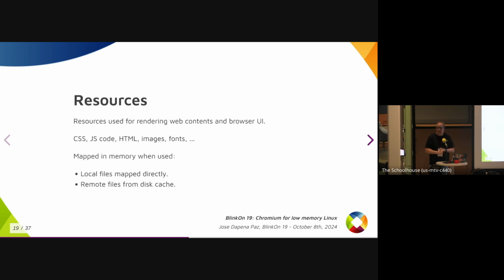So yeah, CSS, JS code, and the images, the fonts, the actual HTML. We map those when used from local files, we map directly. And if they are remote files, basically we have the disk cache and we keep them in memory somehow when we are using them.